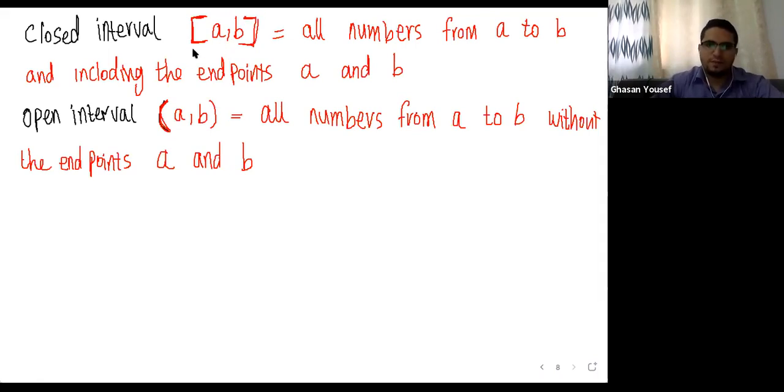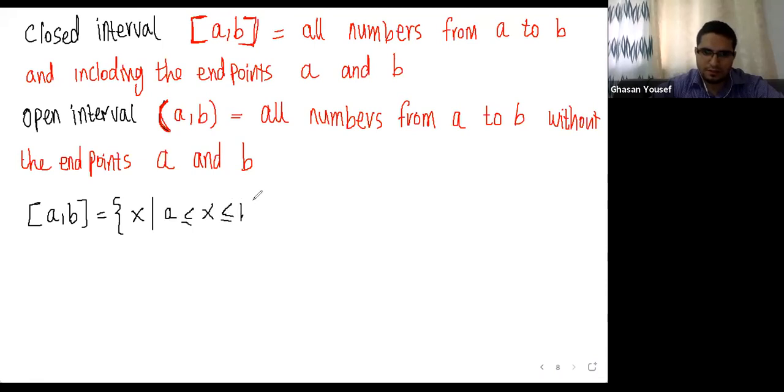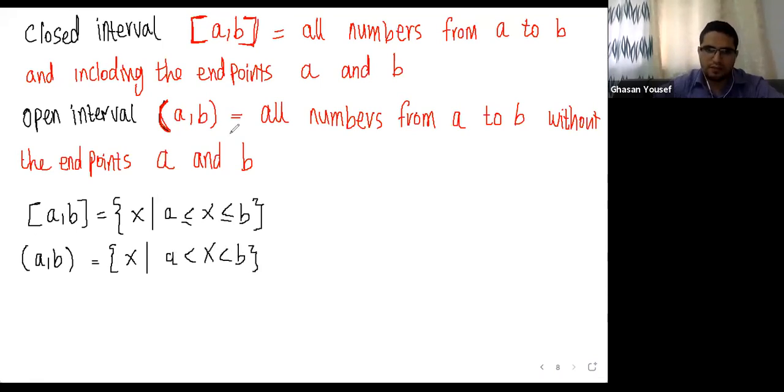I can define the closed interval, A comma B, like this: x such that x between A and B. And for the open interval A comma B, this is called set description. I can define it as x such that x between A and B, but here we don't have equal for A and B. But for the first one, we have equal. Here we have equals, but here we don't have equal. This is the difference.